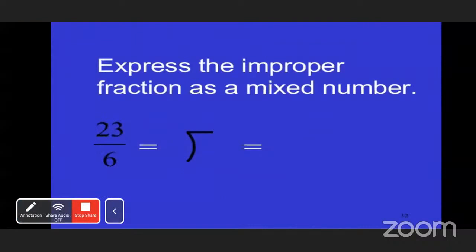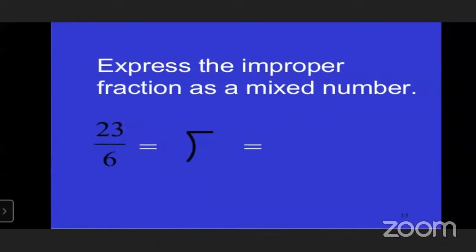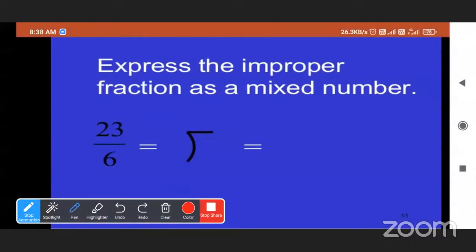Now here is a problem for you. Express the improper fraction as a mixed number. Here is the fraction 23 upon 6. So what do we have to do? Divide 23 by 6. Tell me the table of 6. 6 ones are 6, 6 twos are 12, 6 threes are 18, 6 fours are 24. So 6 threes are 18.